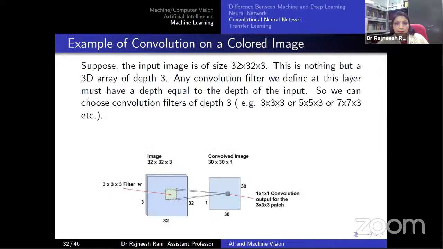I will show with the help of some examples. For example, see this image: 32 into 32 into 3. 32 into 32 is the size, and 3 means it is a colored image, that is red, green, and blue. When you apply a convolution operation on this image, you will get an image of size 30 into 30 into 1. Why 30 into 30 into 1?